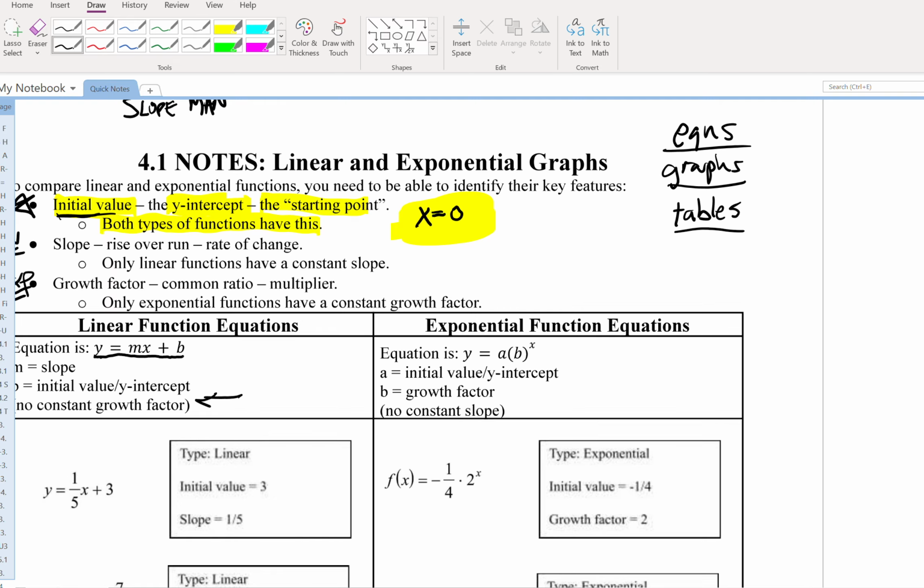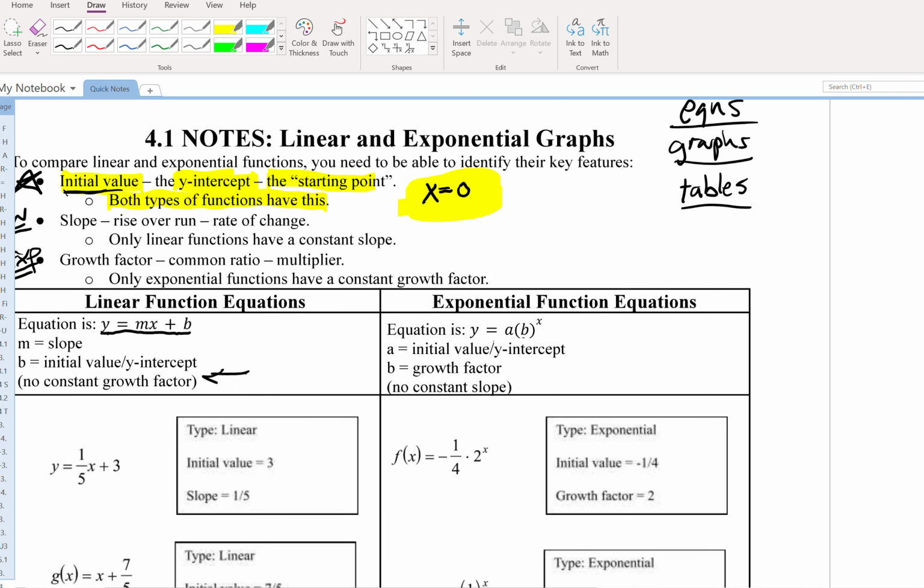And then for the exponential function equations, their general form is y equals a times b to the x power, where a is the initial value, the y-intercept, b is the growth factor, and there's no constant slope. So think about this. When x is equal to 0, you've got some number b raised to the 0 power. Remember that b to the 0 power is equal to 1. So then I have 1 times a, so y equals a. Again, a would be the initial value or the y-intercept, and that happens when x equals 0.